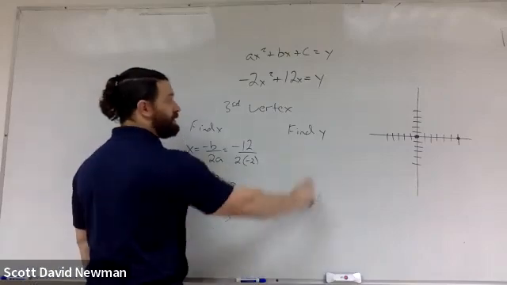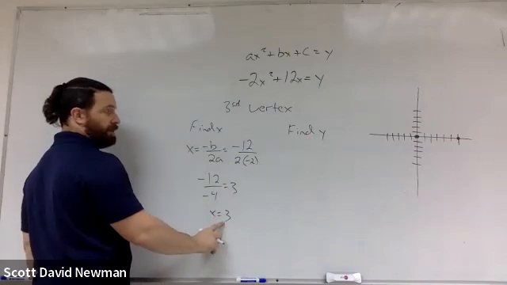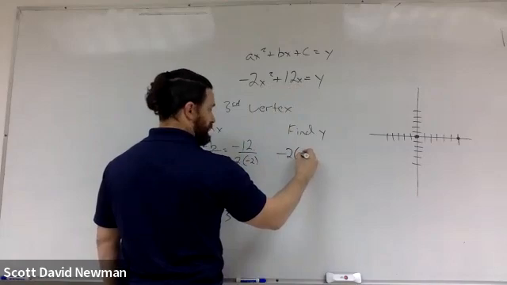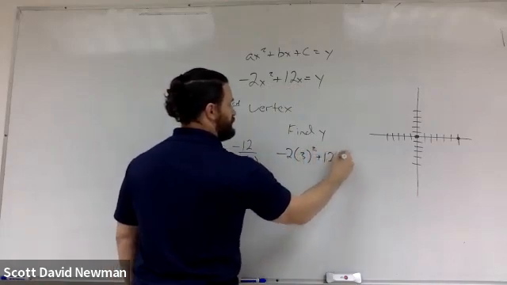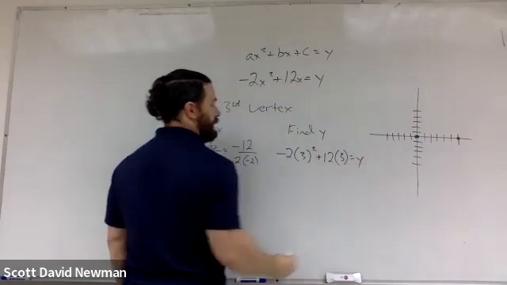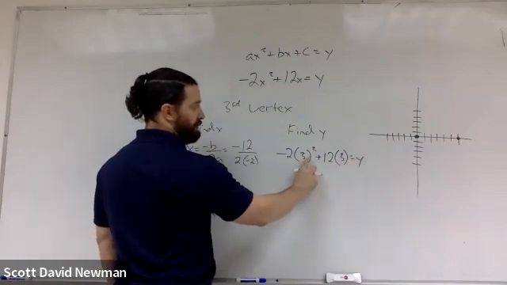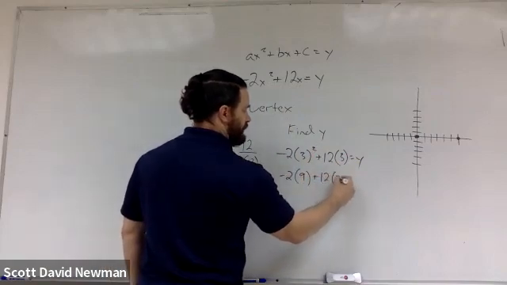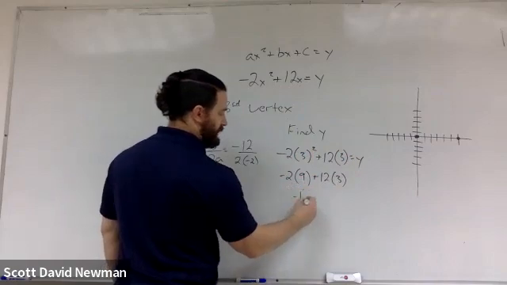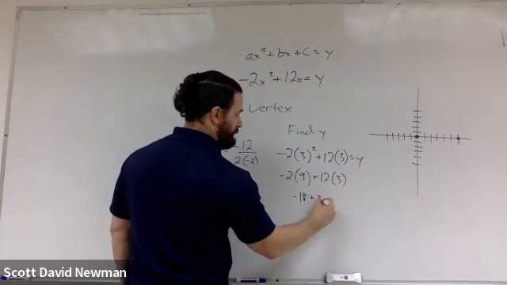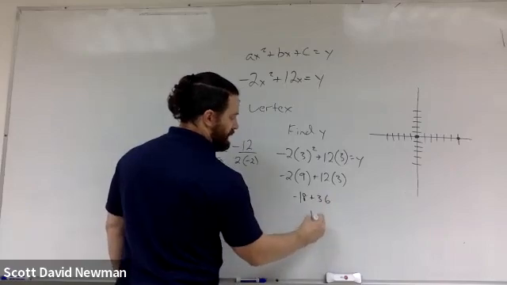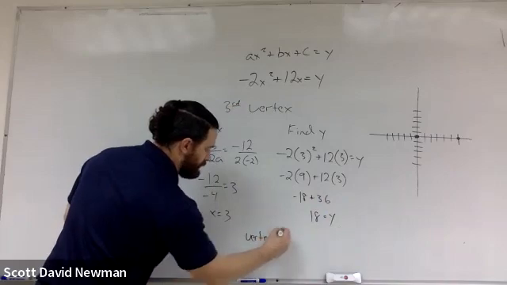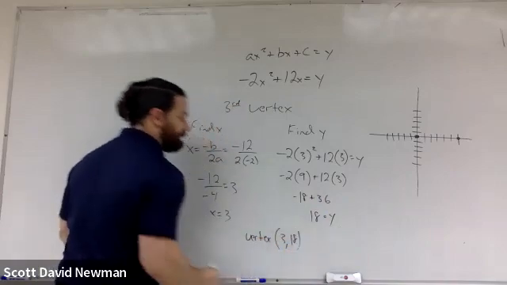Now, simply substitute it in to find the y. So I take my 3, and I'm going to substitute it in for my x's. So that's negative 2 times 3 squared plus 12 times 3 equal to y. Exponent first. 3 to the second power is 9. So I get negative 2 times 9 plus 12 times 3. Negative 2 times 9 is negative 18. 12 times 3 is 36. Negative 18 plus 36 is positive 18 equal to y. So my vertex is going to be (3, 18).